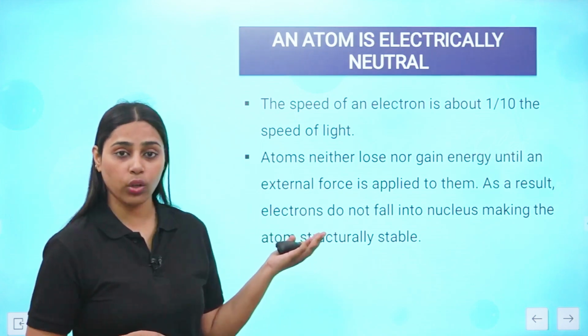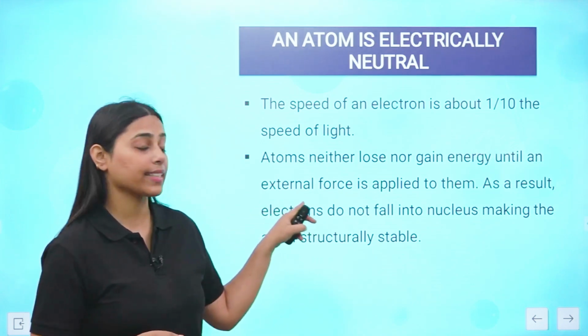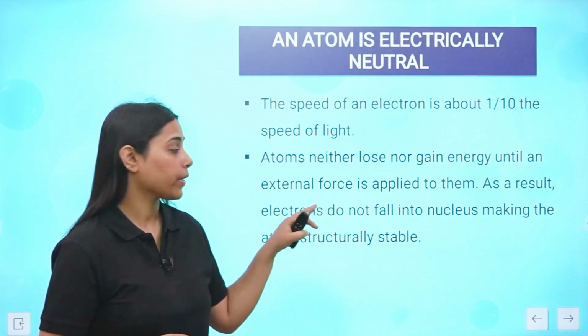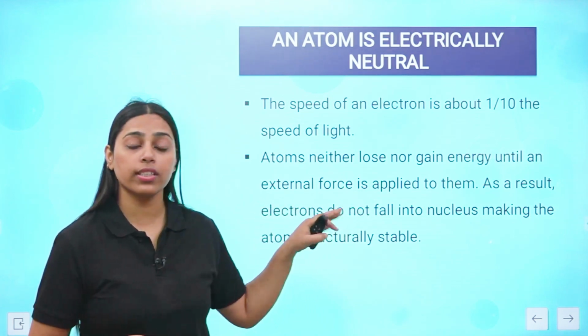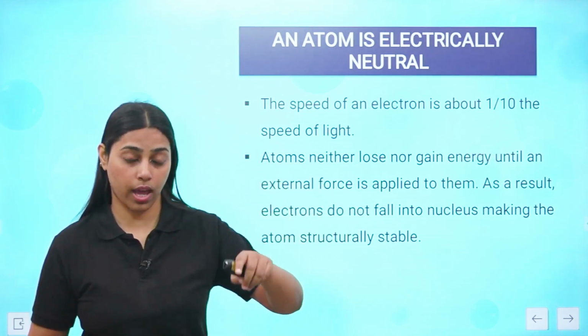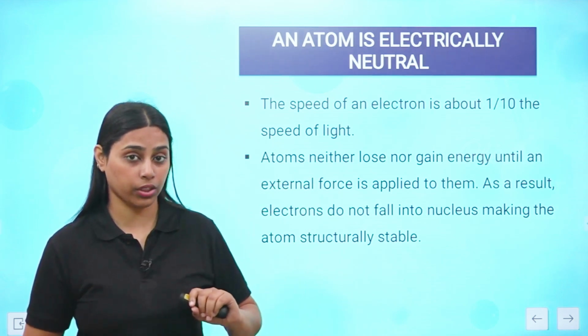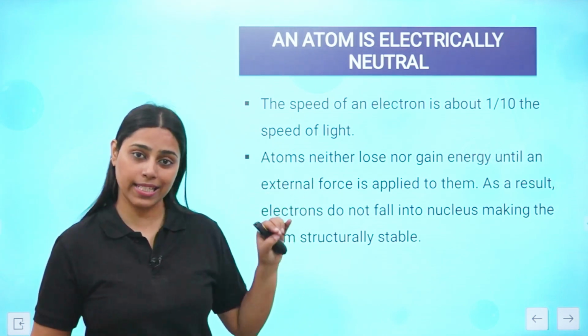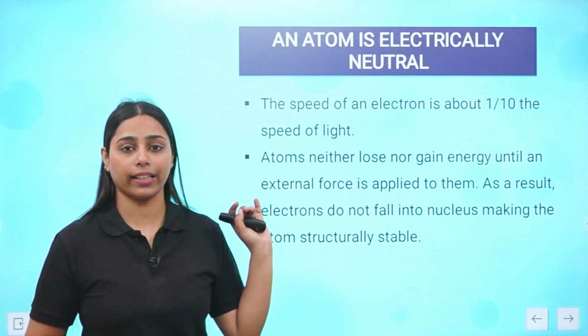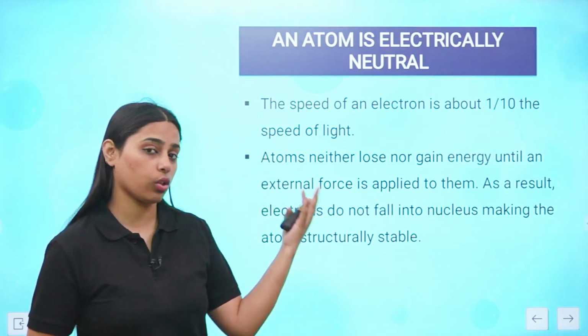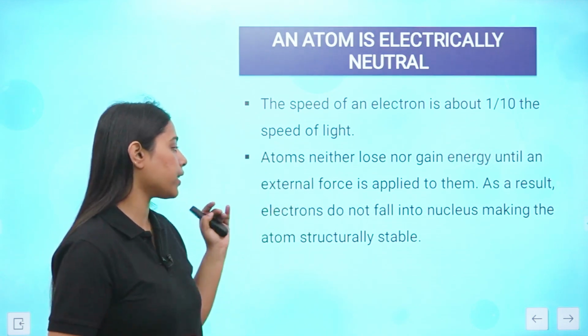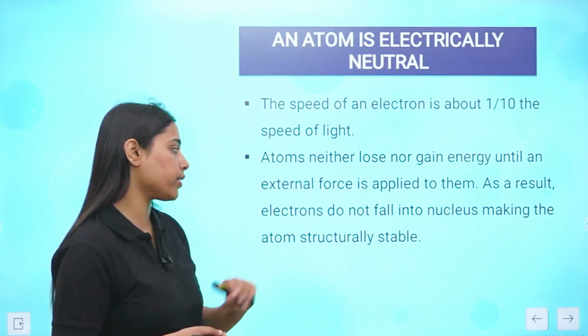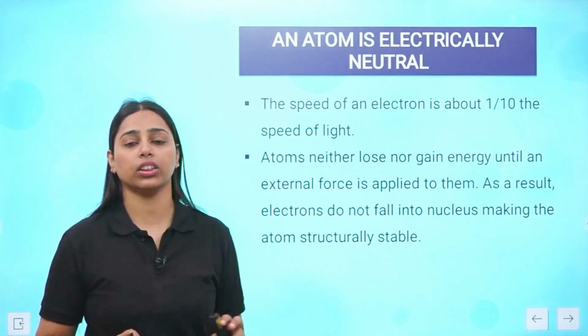Atoms neither lose nor gain energy until an external force is applied to them. This external force is the reaction that has to happen during chemical combination. So unless that force is present, they maintain their energy. They will neither lose energy nor gain energy. As a result, electrons do not fall into the nucleus, making the atom structurally stable.